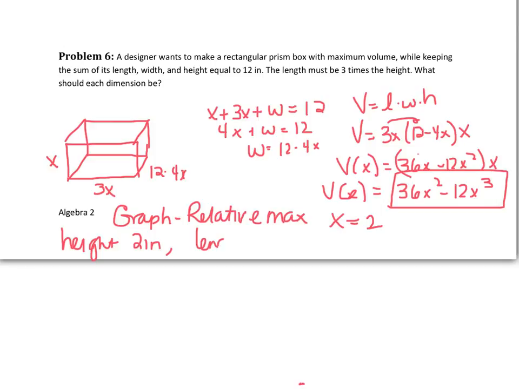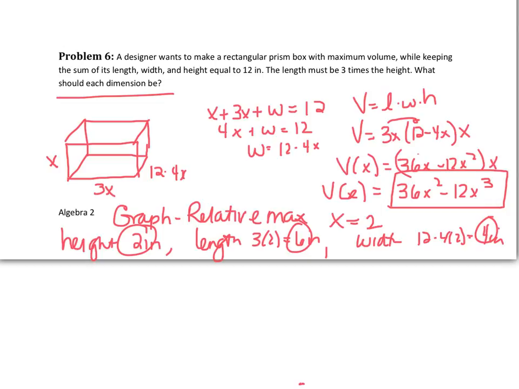My length, again, is 3 times that, 3 times 2, which is 6 inches. And then my width would be 12 minus 4 times 2, which is 12 minus 8, or 4 inches. And again, if you multiply 2 times 6 times 4, you would end up with 48 cubic inches. That would be the volume. So what should each dimension be?